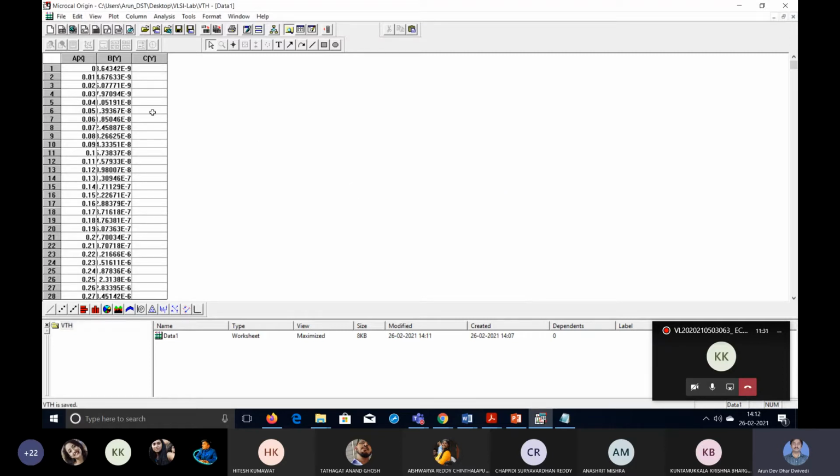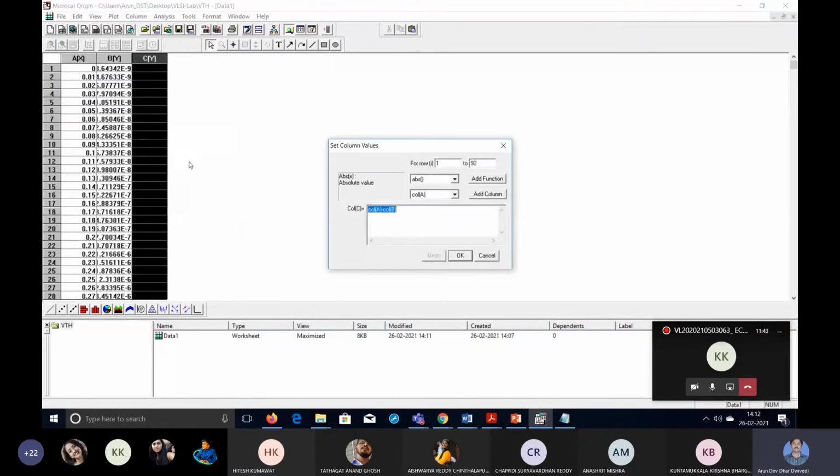Now column C, you want to plot. You want to make this column C as square root of ID, column B is ID. You want to make column C as square root of ID, then right click it and set column values. By default column A minus column B is written, but no worry, we can decide. So what we want is the square root of column B.